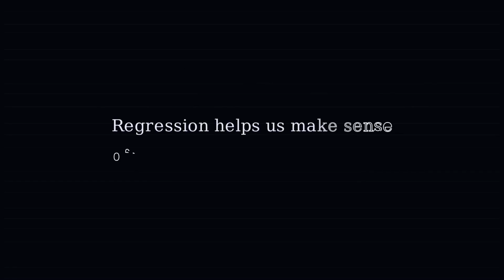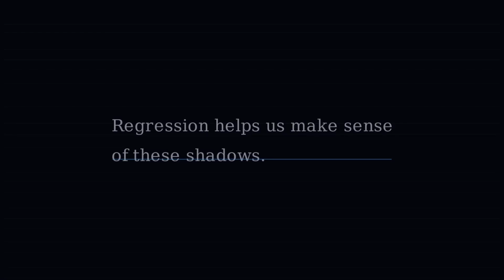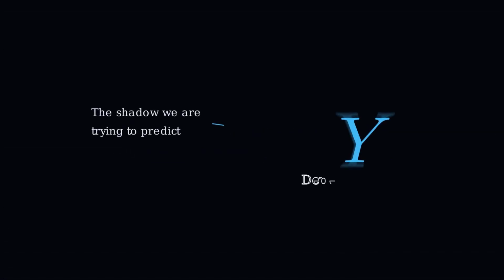Imagine you are trapped in a dark cave. You cannot see the outside world. You only see shadows flickering on the wall. This is the condition of the econometrician. We want to understand the hidden laws of reality, but we can only observe the data left behind. Regression analysis helps us make sense of these shadows.